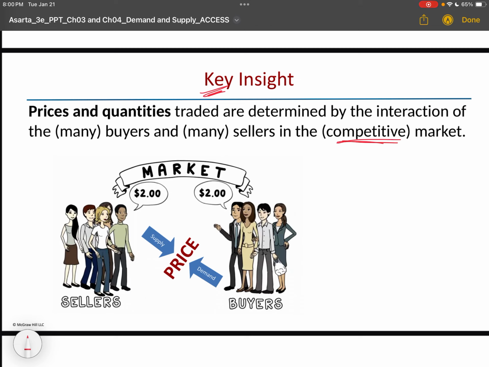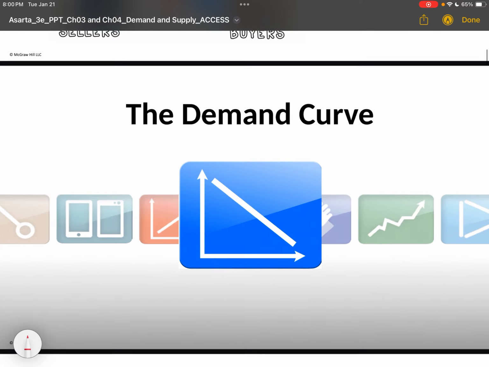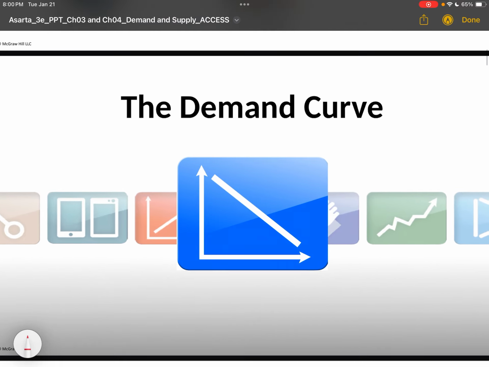This is why I drew the spectrum of markets. We are not talking about a monopoly here. We are talking about the perfectly competitive market. Okay? Let's move on. And now we jump to the anatomy of a demand curve.